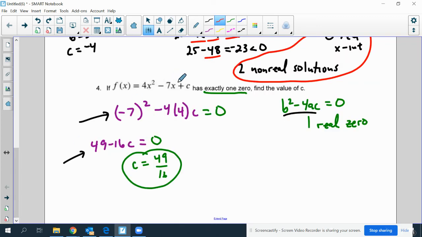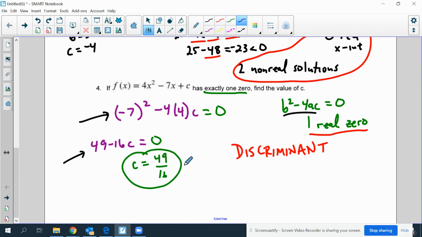Number 4, the easiest way to do this is again with the discriminant. Lots of people were trying to do this with other ways like completing the square and stuff like that. It's possible to do, but it's much harder. If you just use b squared minus 4ac equals 0, that tells you that there's one real x-intercept. You can find the value of c pretty easily.